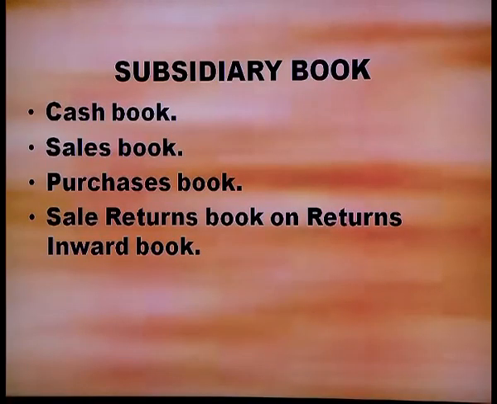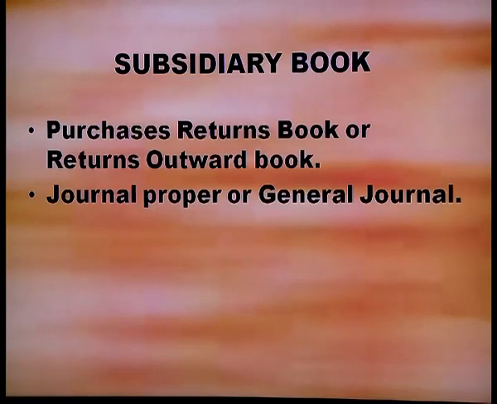If we have a large number of transactions, recording all the transactions in the journal will be very difficult. So, it becomes necessary for big business organizations to start subsidiary books. We have subsidiary books like cash book, sales book, purchases book, sales returns book or returns inward book, purchases returns book or returns outward book, and journal proper. These types of books are opened when we have a large number of transactions.